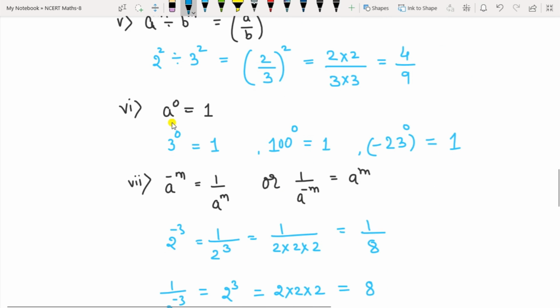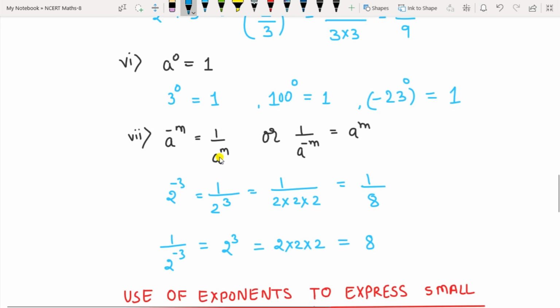Sixth law is a raised to 0 equal to 1. A means any integer, any number. So any number or any bracket or any formula, whatever it is, if it is the whole raised to 0, then the answer is 1 here. For example, 3 raised to 0 is also 1, 100 raised to 0 is also 1, a negative number or 0 raised to 0, that is also 1. If any variable is there, then also it is 1. If you write x raised to 0, then it will also be 1 only.